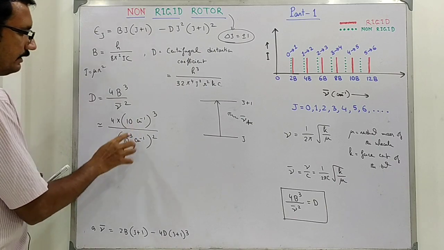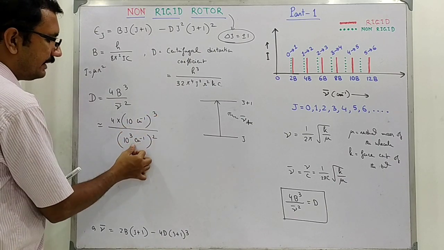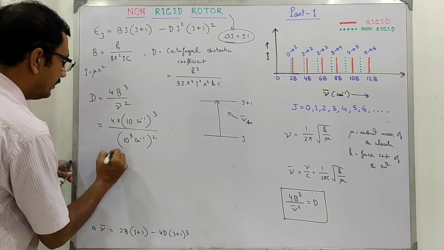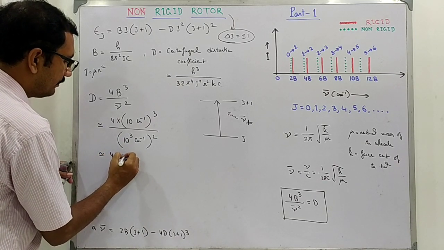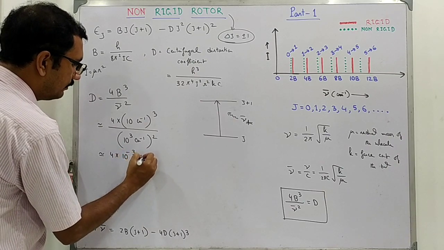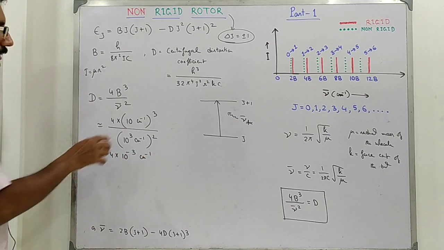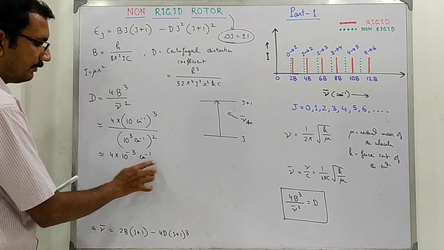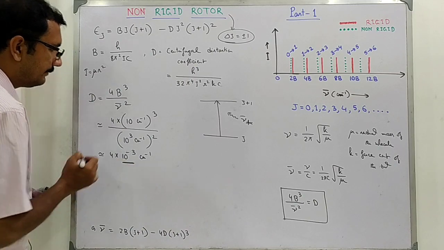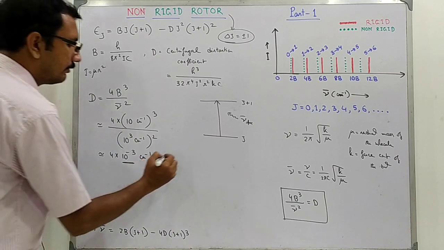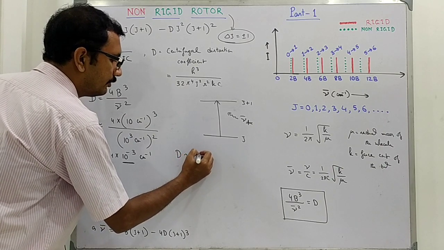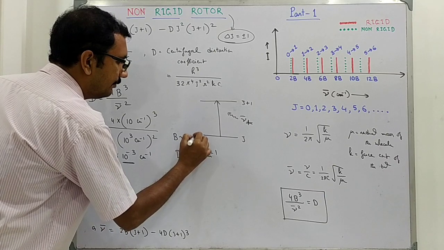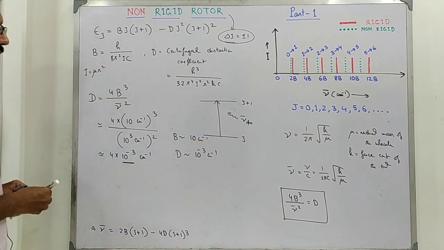Now, if we operate this, it will be 10 to the power 3 and 10 to the power 6. So, after cancellation, we will get almost equal to 4 into 10 to the power minus 3 centimeter inverse. It is centimeter inverse cube and centimeter inverse square, so after cancellation we get centimeter inverse. So, this is the value of d. So, d has the value of the order of 10 to the power minus 3 centimeter inverse and b has the value of the order of 10 centimeter inverse.